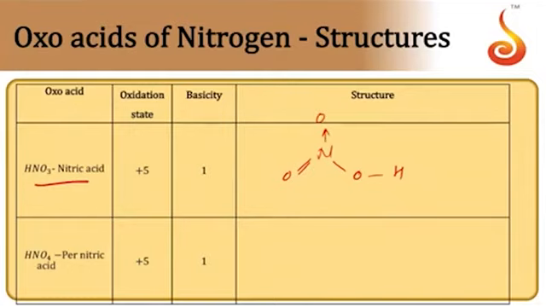That is the HNO3 molecule. In pernitric acid, we have a peroxy bond present. Again we have nitrogen, one double bond is there, and we are going to get a peroxy bond, an O-O bond in this one, and again we have a coordinate covalent bond with oxygen. These are the structures of the oxyacids of nitrogen.